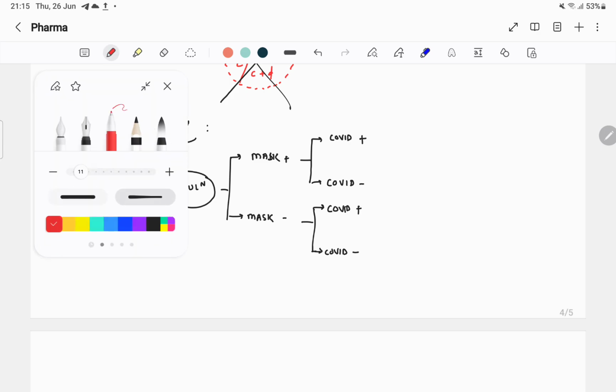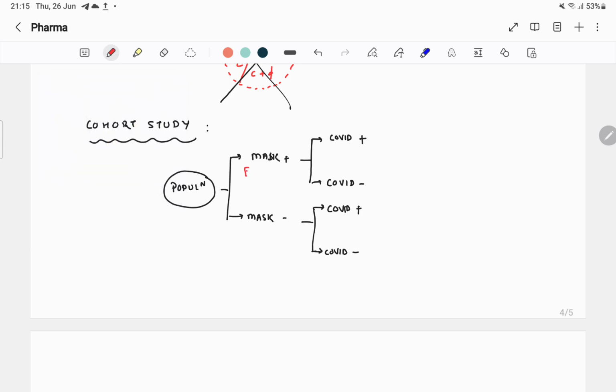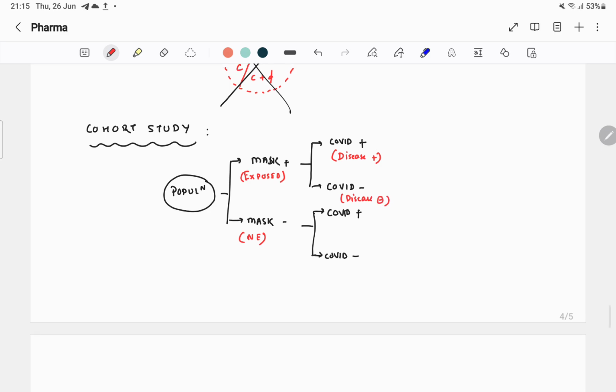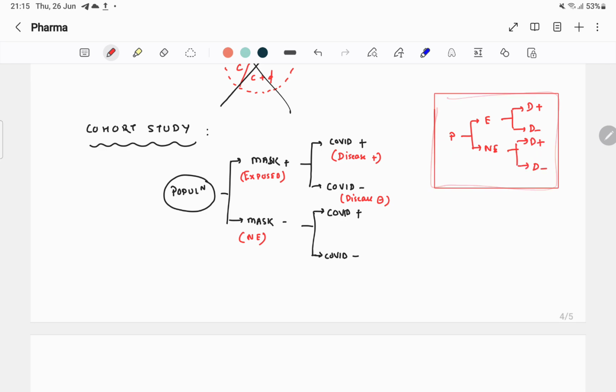So this mask is the exposed or non-exposed. Exposed means mask positive and non-exposed means mask negative. And this is disease. COVID is a disease, right? Disease positive, disease negative. So here the study design is population, exposed, non-exposed, disease positive, disease negative, disease positive, disease negative. This is the study design of a cohort study.